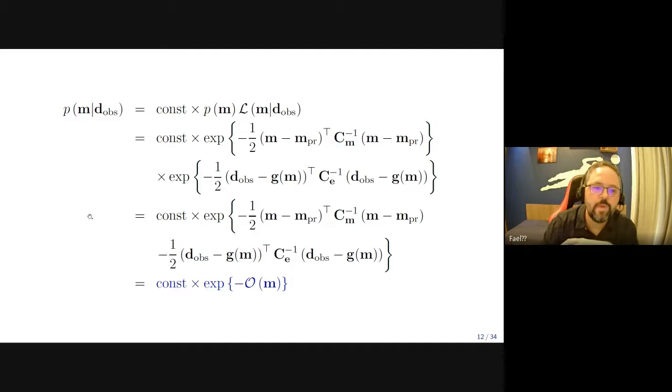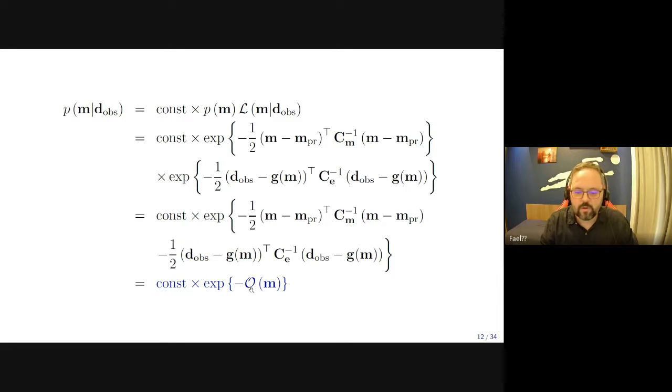So I come back to Bayes rule and just replace the expressions. So it's a constant times the exponential of this term times the exponential of this term. Because for a product of exponentials with the same base, I can just take the exponential of the sum of the arguments. And then I'm going to call the arguments the objective function, O of M. It's a function of M. Okay, M prior is given, everything is given, only M is a random variable.